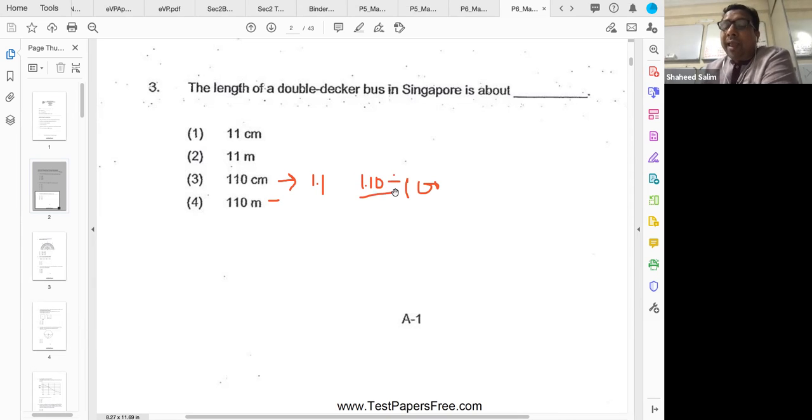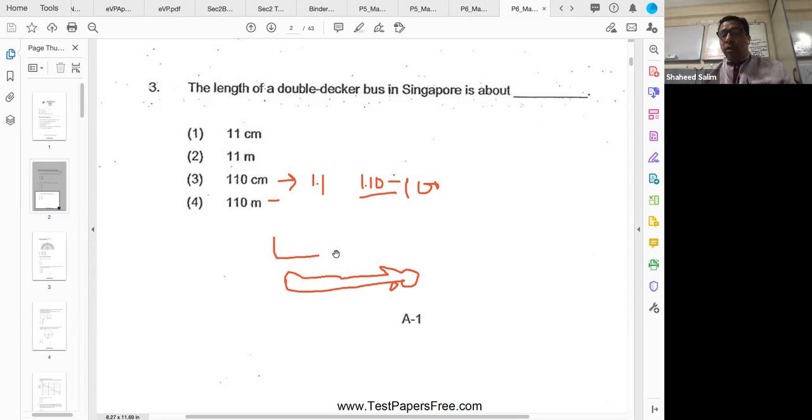A 1.10 meter is shorter than you. This is Syekh Akil. Now he lies down here, head down here, let's say hands, and then feet. You are saying that the bus is shorter than you. If you say this is 110, what's your height?